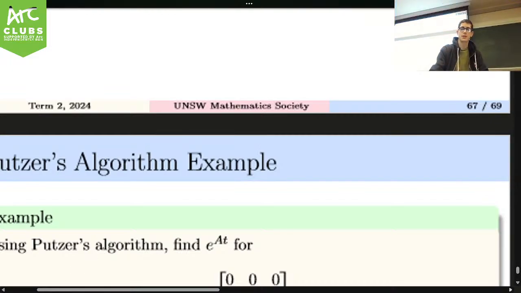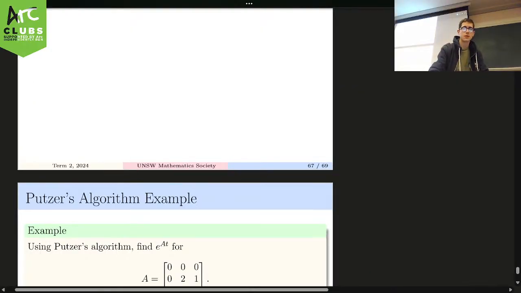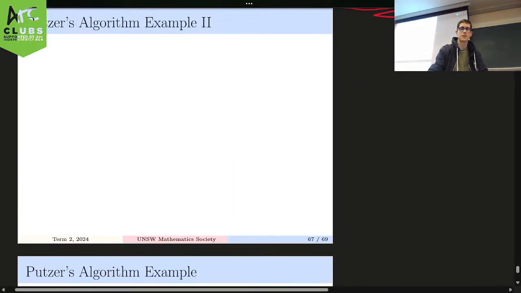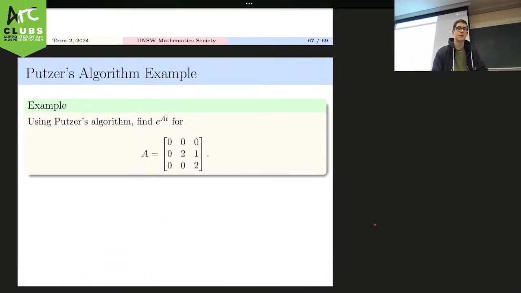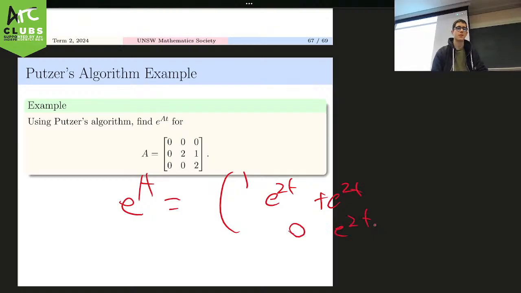I do remember, I think, what the answer for this one should be. I just need to scroll down a bit. This example should have e to the A equal to 1, e to the 2t, t e to the 2t, e to the 2t, and you may remember that if you've done 2, 6, or 1. So that's what we want to look at in that case.